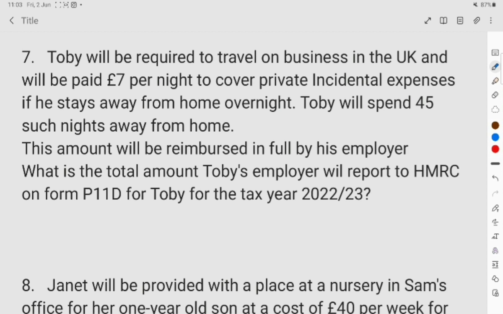But if more than that is paid, so remember that the whole amount will be taxable, not only the excess. The whole amount of £7 per night will be taxable, not only the excess above £5.